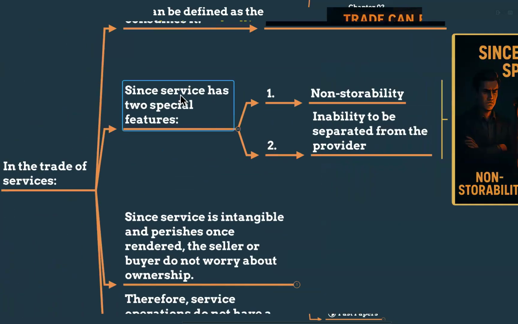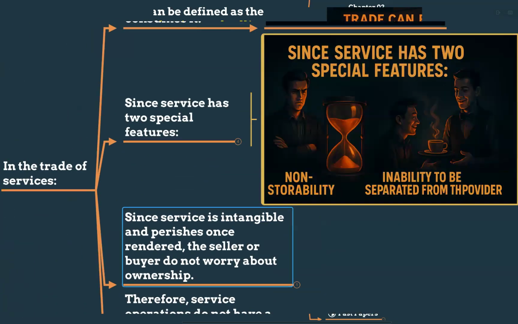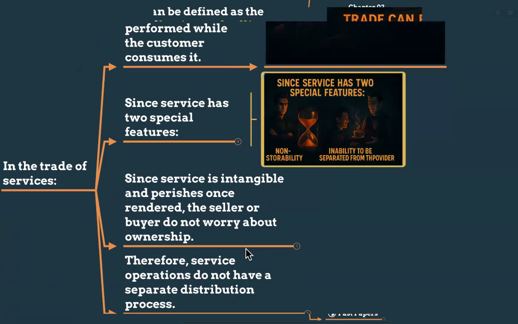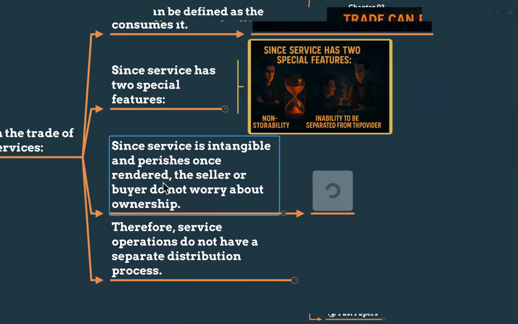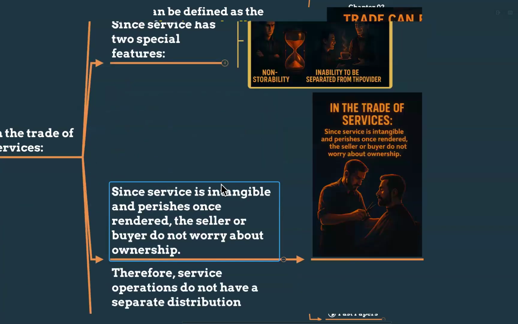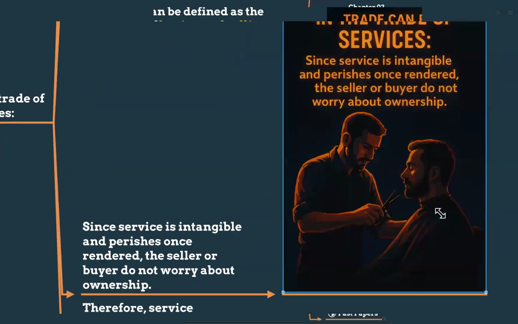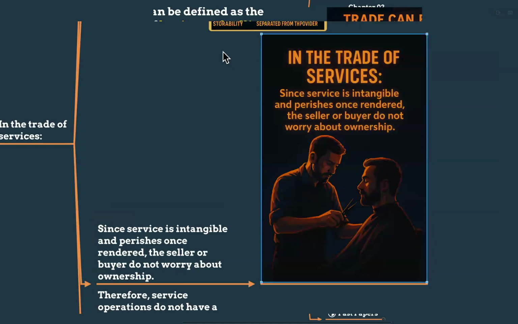That is services. The service trade has two special features that you have to understand. Since service is intangible and perishes once rented, the seller or buyer do not worry about ownership. Right now I am teaching, you are getting my knowledge, but I am not worrying about the ownership, right? You are getting my methods, and I am not worrying about it because it is intangible, right? And it perishes once rented.